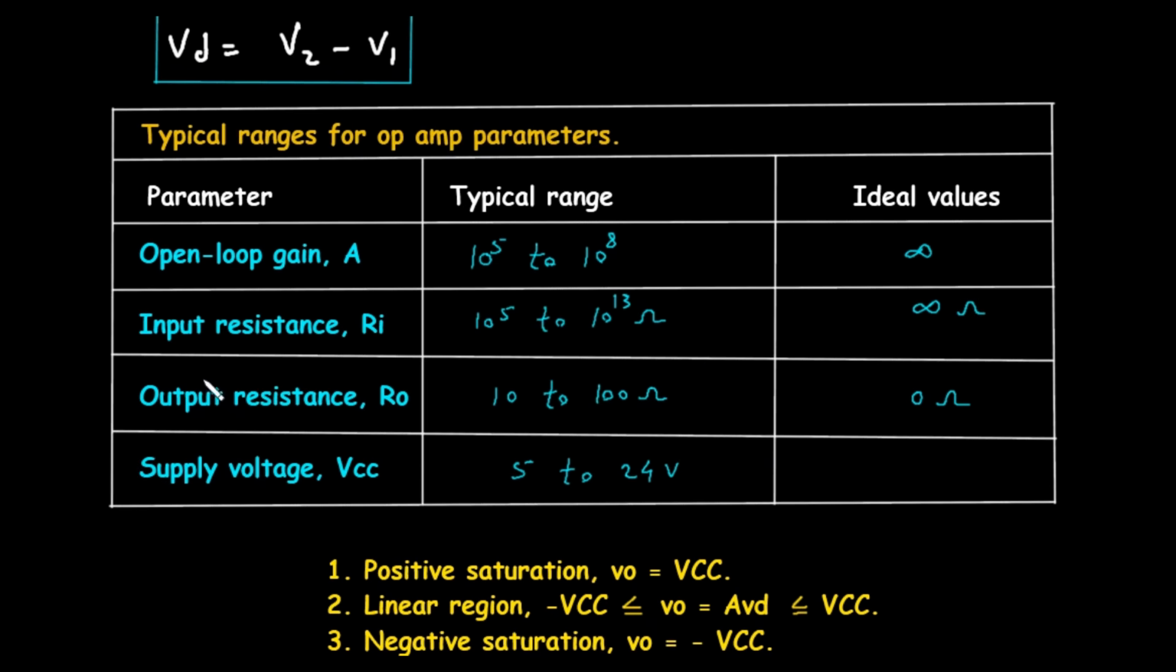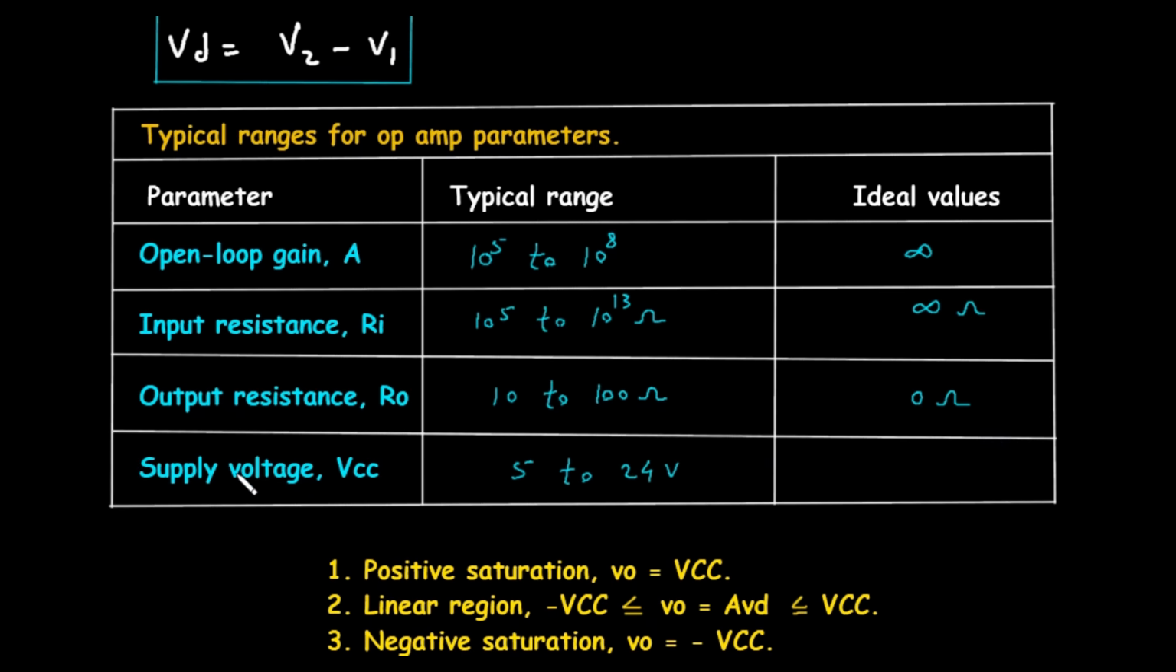So again, output resistance, which is represented by Ro, typically ranges from 10 to 100 ohm. This is very low. Ideally it should be 0. A 0 output resistance means it can deliver its full voltage to any load without any voltage drop.